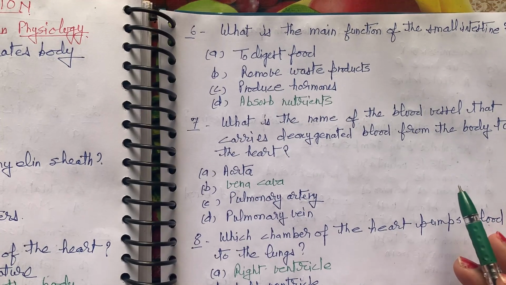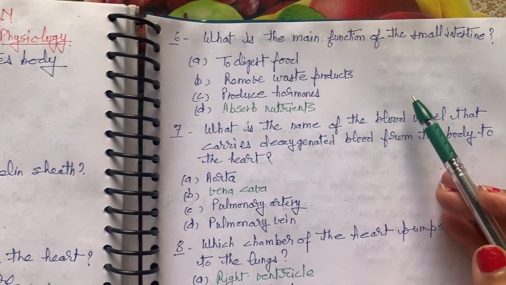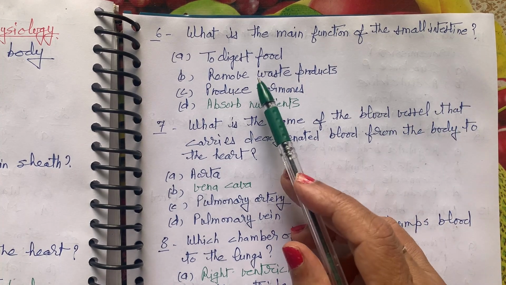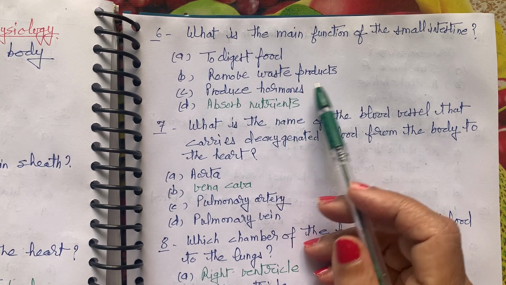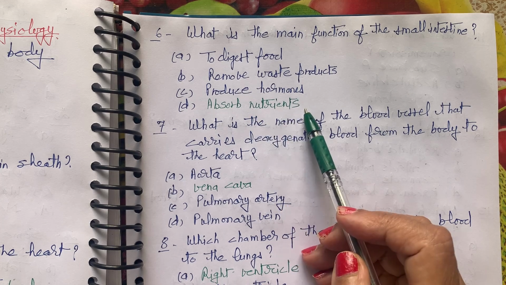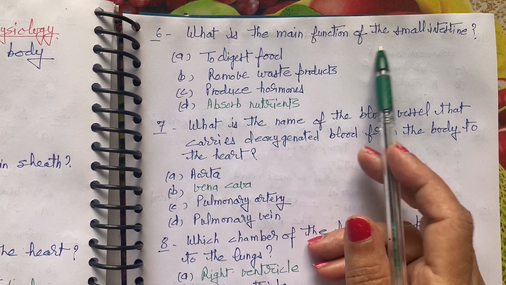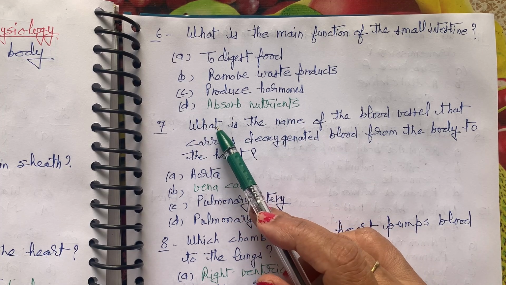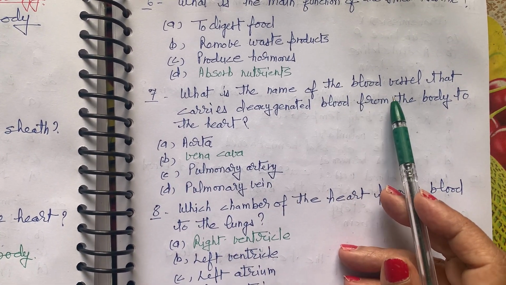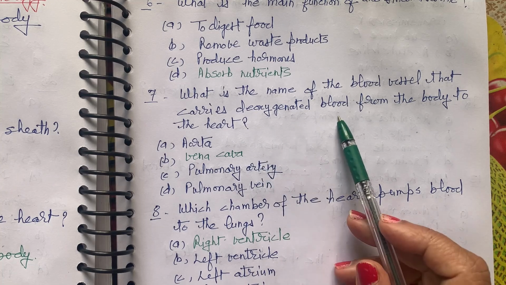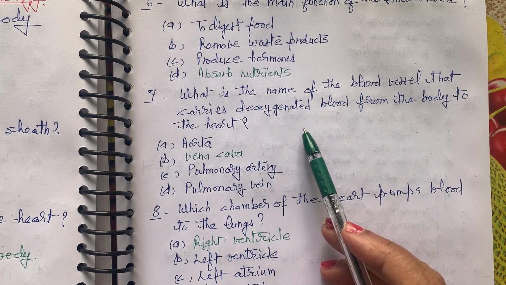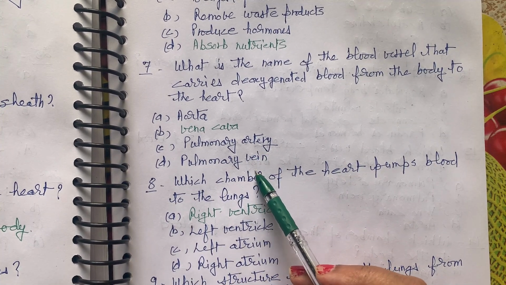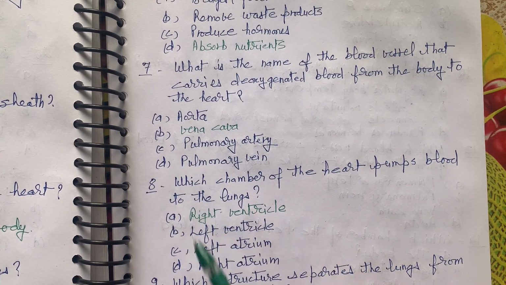Now the next one, what is the main function of the small intestine? To digest food, remove waste products, produce hormones, absorb nutrients. The correct option, the main function of small intestine, absorb nutrients, it is the last option. What is the name of the blood vessel that carries deoxygenated blood from the body to the heart? Aorta, vena cava, pulmonary artery, pulmonary vein. The correct option, vena cava.